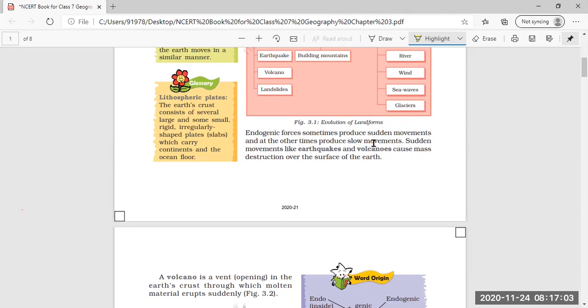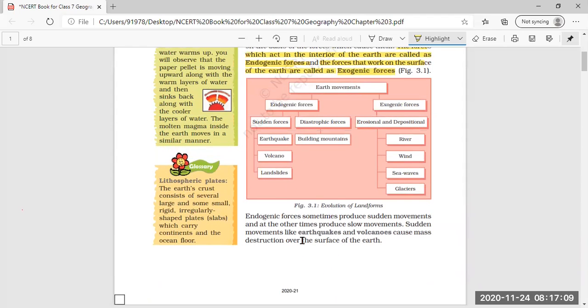Now, endogenic forces sometimes produce sudden movements. These endogenic forces make sudden movements deep inside the earth, and at other times produce slow movements. Sudden movements like earthquakes and volcanoes cause mass destruction over the surface of the earth. The forces which work deep inside the earth sometimes cause very slow movement, and sometimes a sudden, all-at-once movement which we feel on the earth, and this causes earthquakes and volcanoes.